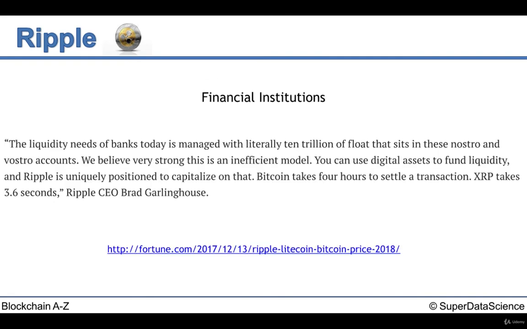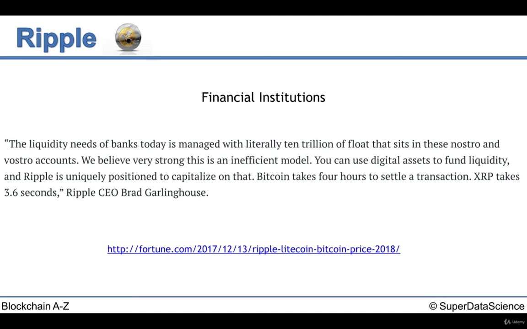And here we arrive at the financial institutions. And I mentioned earlier to try and keep liquidity in mind. One of the most interesting aspects about Ripple and what makes it highly attractive is that for financial institutions, it has such appeal related to liquidity. And we see with a quote from Ripple CEO Brad Garlinghouse that he mentions that the liquidity needs of banks today is managed with literally 10 trillions of float that sits in these Nostro and Vostro accounts. We believe very strongly this is an inefficient model. You can use digital assets to fund liquidity, and Ripple is uniquely positioned to capitalize on that.